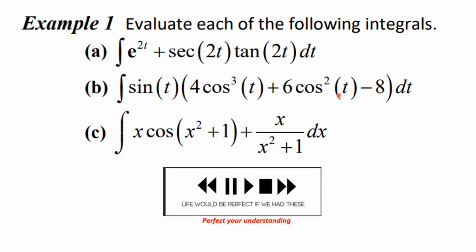Okay, so here are three problems for you to evaluate. You know what to do. Let's see how you did.